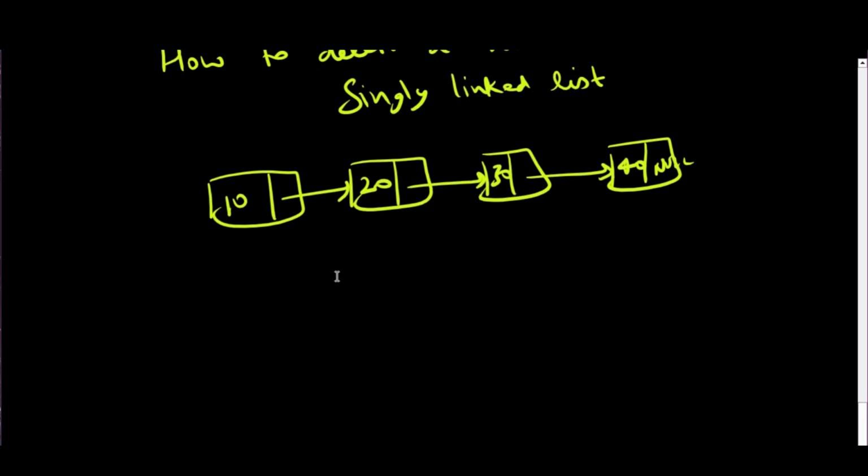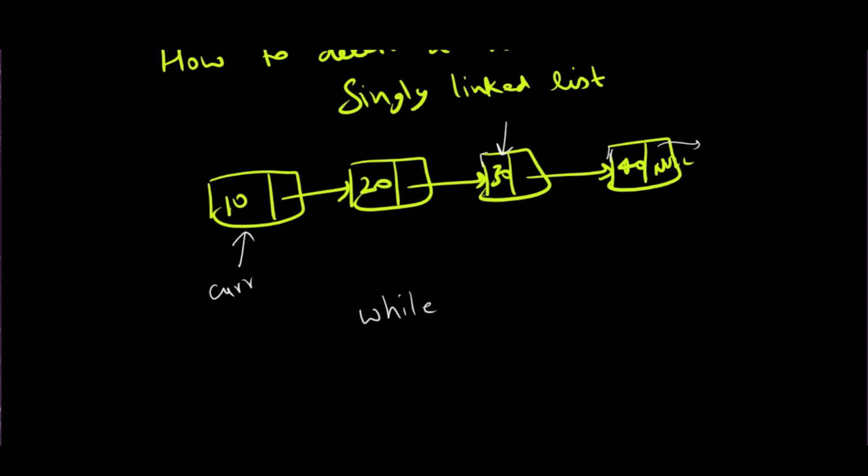So for deleting at the last, we will make a pointer current. We will move this pointer until current's next is null, because we want our current to reach here. So we'll do while, first of all we'll check while current not equals null, and if current is not null, then current's next should also be not equal to null.